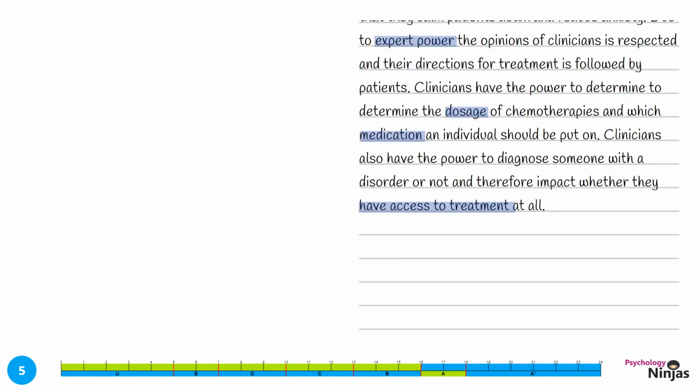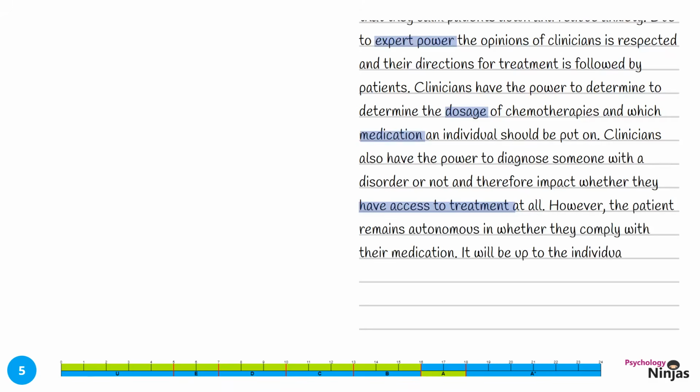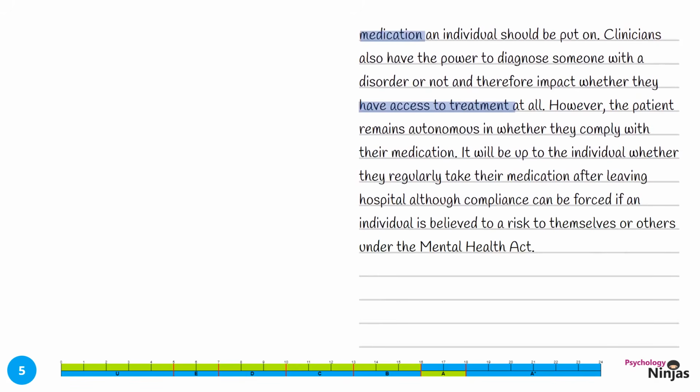In order to develop our evaluation and discussion, we then want to give a counter-argument. Because we've started with a negative, we're going to go for a positive here. However, the patient remains autonomous in whether they comply with their medication. It will be up to the individual whether they regularly take their medication after leaving hospital, although compliance can be forced if an individual is believed to be at risk to themselves or others under the Mental Health Act.